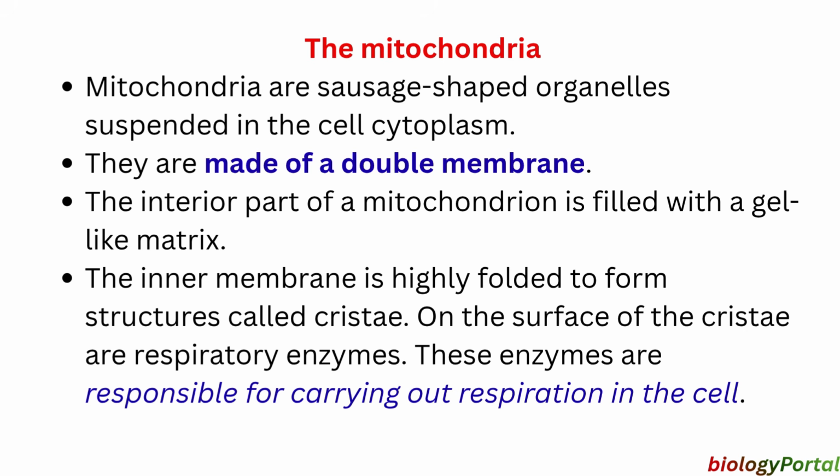The mitochondria. Mitochondria are sausage-shaped organelles suspended in the cell cytoplasm. They are made of a double membrane. The interior part of a mitochondrion is filled with a gel-like matrix. The inner membrane is highly folded to form structures called cristae. On the surface of the cristae are respiratory enzymes. These enzymes are responsible for carrying out respiration in the cell.